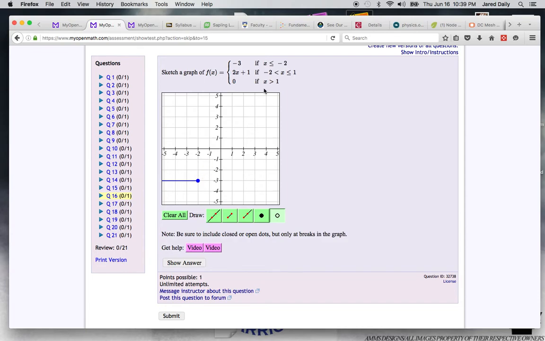So we're going to go from -2, and at -2, what does this function do? Well, I have 2 times -2, so that's going to be -4 plus 1, so that's going to be -3. And that means that it starts here at this point, -2, -3, the same point.